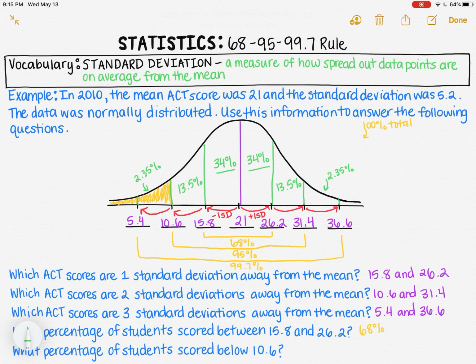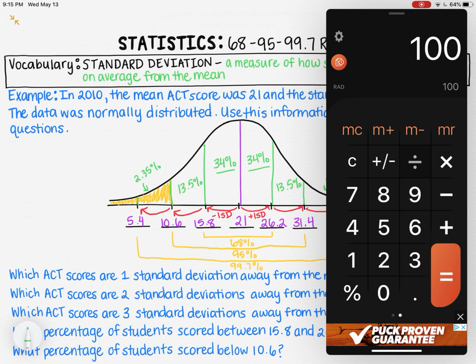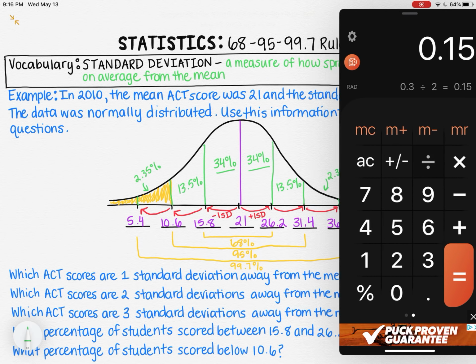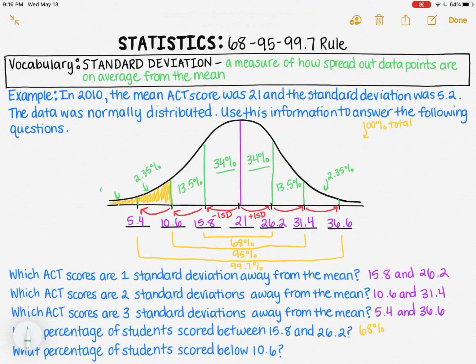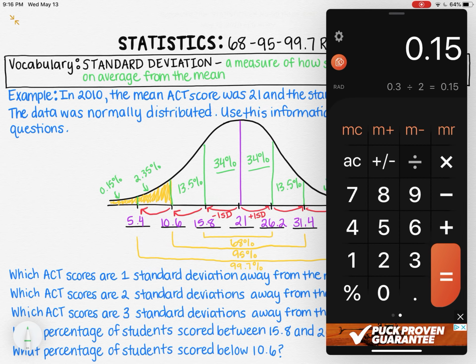Now don't forget, we still have these really tiny sections on the very far ends. Since we know that all of the percentages should add to 100, we're going to take 100 and subtract the amount we already accounted for, which is 99.7, and then split it into the 2 sections. That tells me that these very small sections are representing 0.15% of students, which is a very, very small amount of students. And if you were to add up all of these percentages right now, it should give us 100.